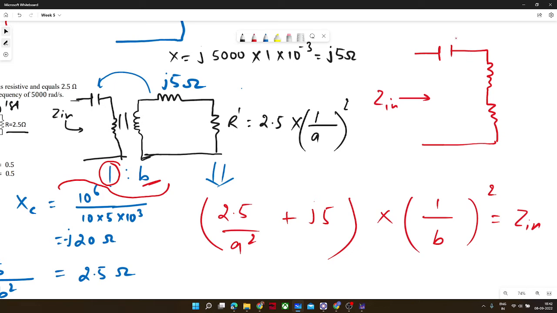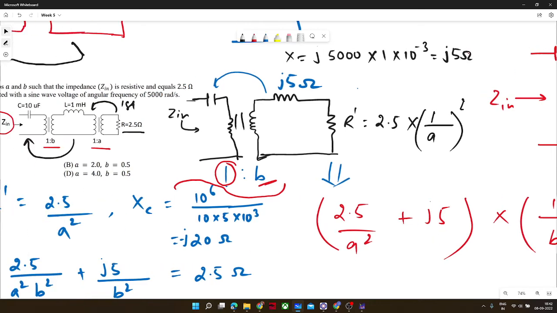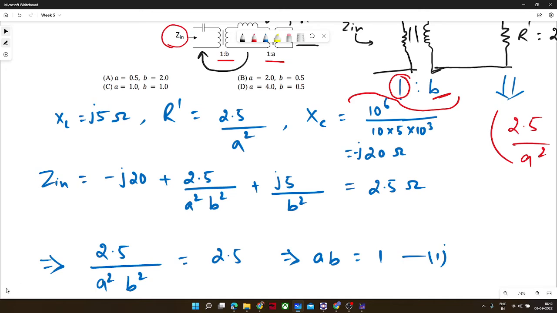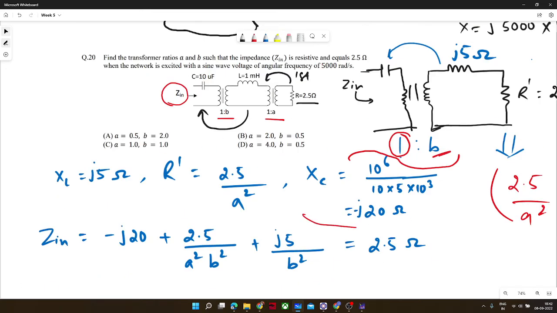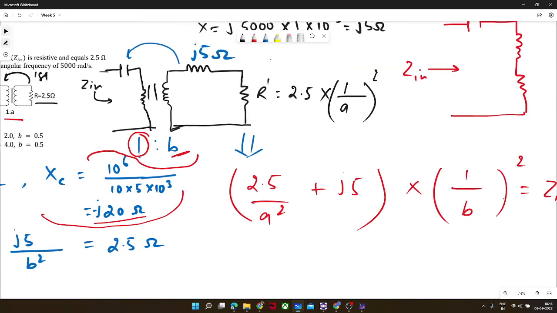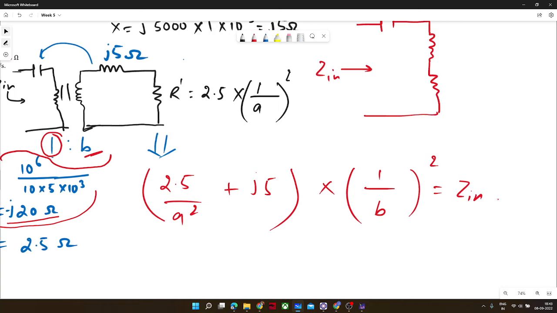We did not calculate the value of the capacitive reactance. That is nothing but X equal to 1 by j omega C, and that value I have calculated earlier. So this is the value of 1 by j omega C. j will go up and it would become minus j by omega C. That omega was 5000 radian per second, and C is 10 microfarad, it is given. So it should not be any issue. And Z in is also given, that is equal to 2.5 ohm.